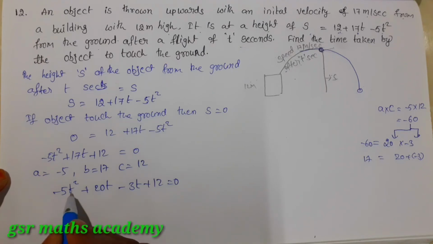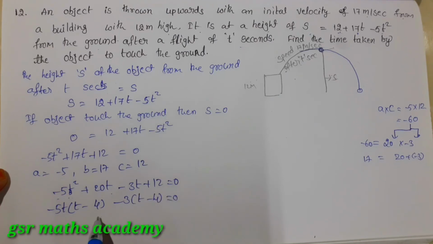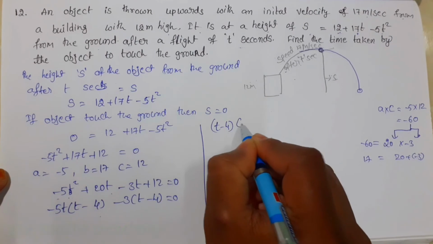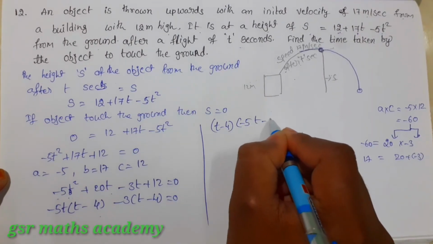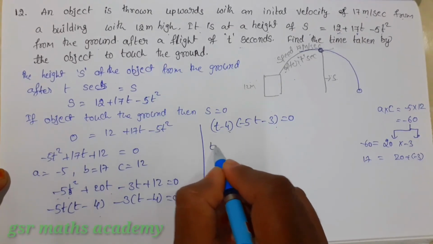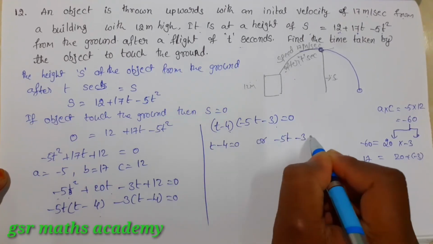Now in these four terms, I am taking the first two terms as one group. From the first group I can take minus 5t as common. On taking minus 5t as common, you get t minus 4. Then on taking minus 3 as common, you get t minus 4 is equal to 0. Again on taking t minus 4 as common, you will get minus 5t minus 3 is equal to 0. Here the product of two numbers is equal to 0, which means t minus 4 is equal to 0 or minus 5t minus 3 is equal to 0.